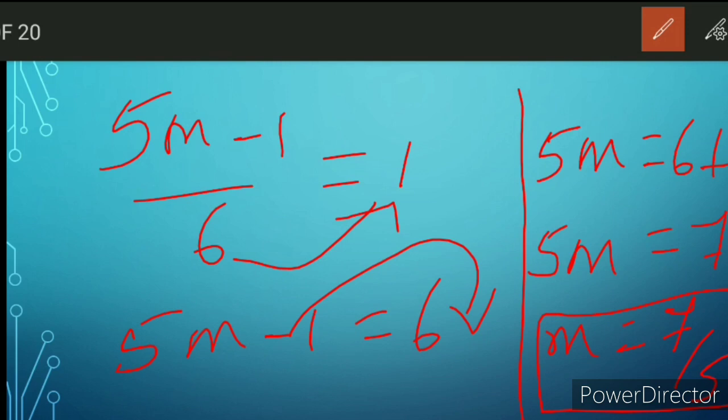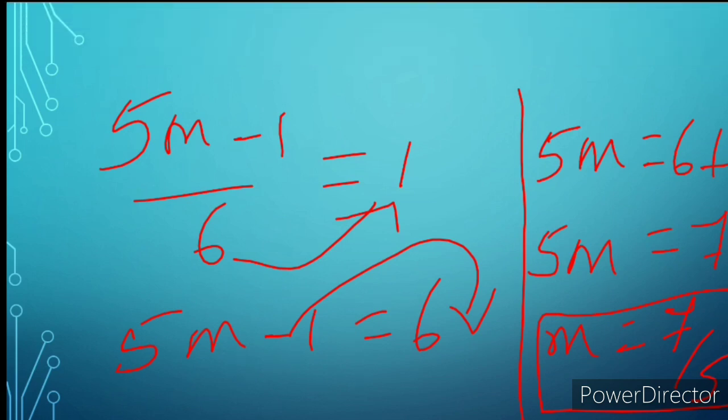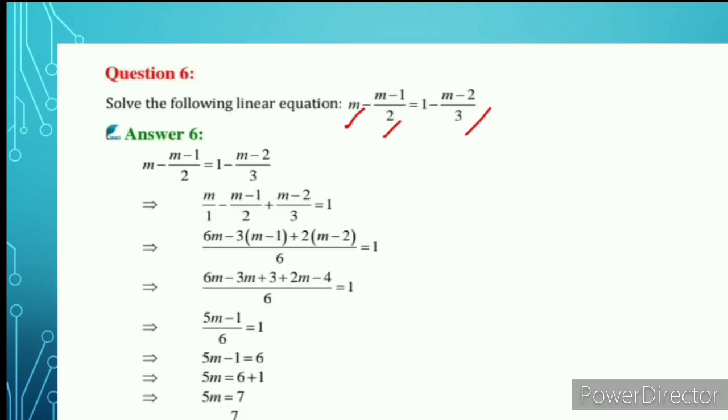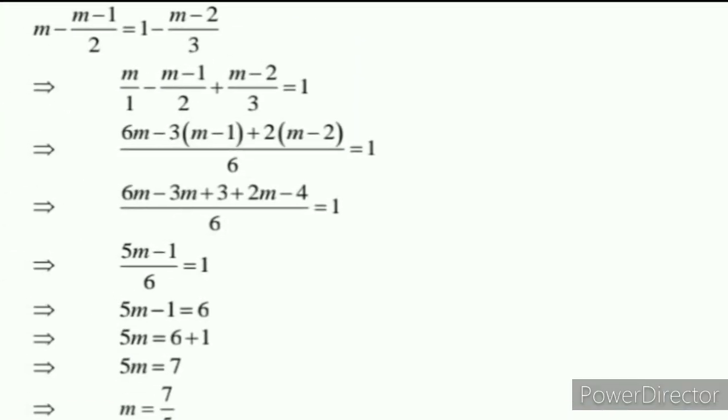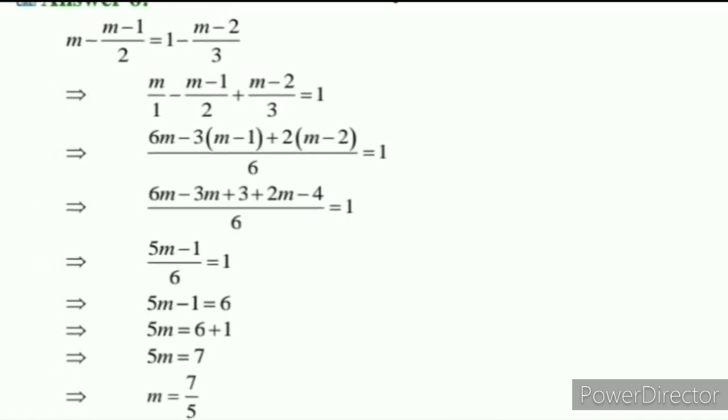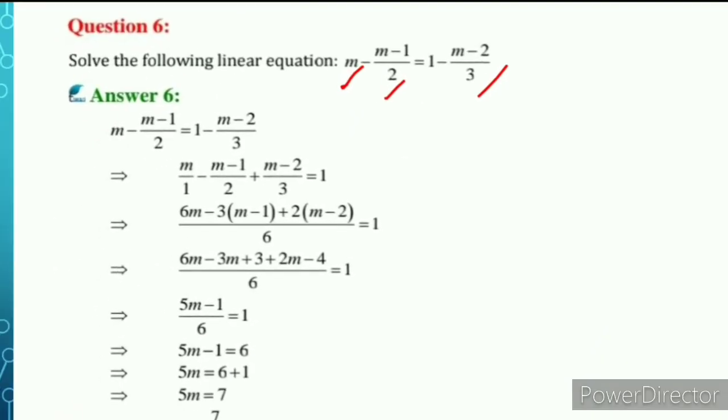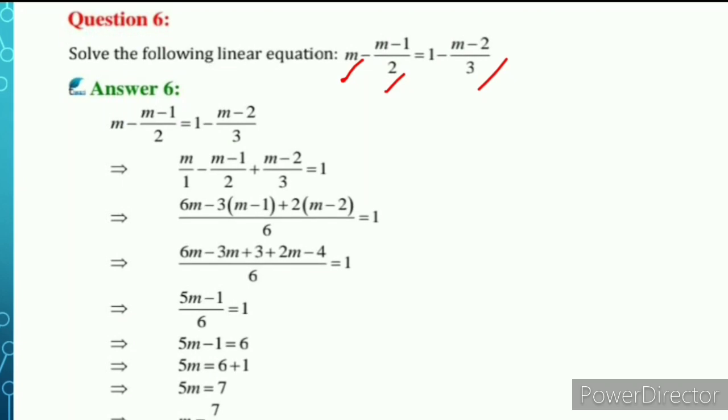Starting we got a complicated equation, then we reduced it into a simpler form and solved. Now we'll check the solution. So our solution is 7 by 5. The same steps that I did are here. If you do not understand, you can call and ask.